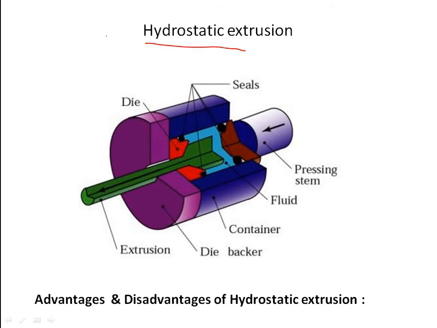it consists of seals, multiple seals, pressing stem, fluid, the container, die baker, and extruded tube. This is the extruded tube, and the die which is in red color. Okay, these are the things. In hydrostatic extrusion, the chamber cavity is made smaller than the billet and filled with hydraulic fluid, which transfers the force from the ram to the billet as shown in the figure.